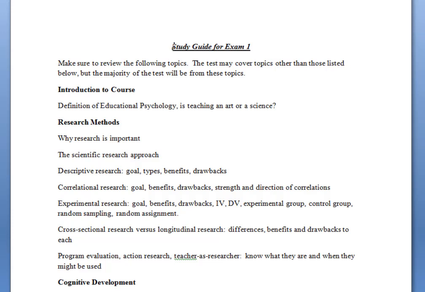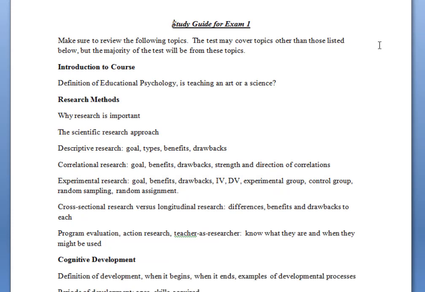So Exam 1 is going to cover all the material up until this point. So we had our brief introduction. We talked about the definition of educational psychology. Basically, we're talking about taking the principles of psychology and applying them to an educational setting. We talked about how we can use what we know about psychology to improve our teaching.